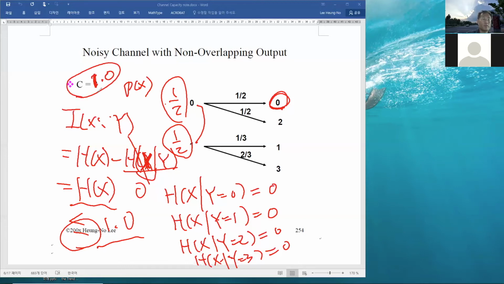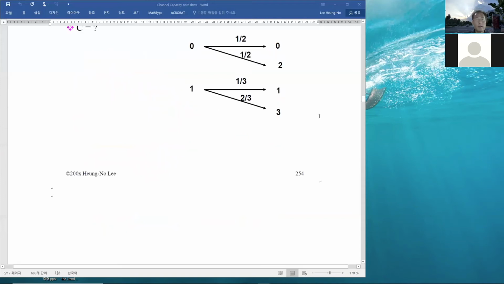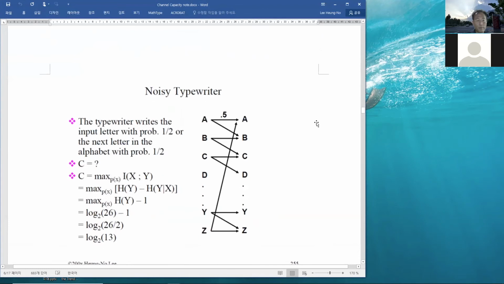It can be achieved with equiprobable distribution. Okay, so that's the result here. All right, let's move on to the noisy typewriter.